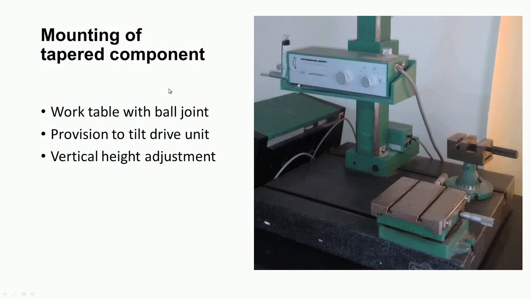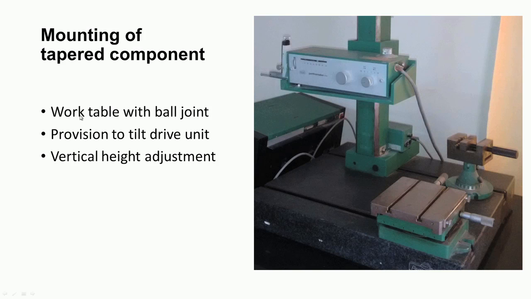Now, you can see the mounting of a tapered component. When tapered components are to be measured, how do we adjust the datum in the case of a true datum system? You can always use a work table with a ball joint. You can see here a work table with a ball joint. So depending upon the taper, we can change the inclination of this table so that the surface becomes parallel to the stylus movement or the probe movement like this.